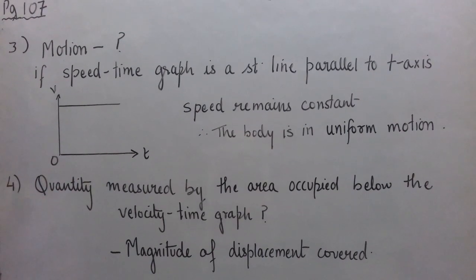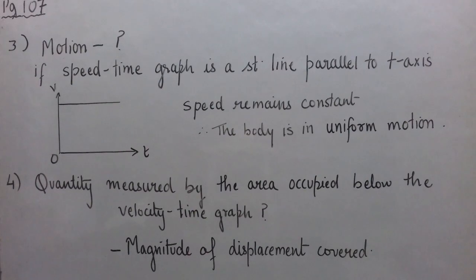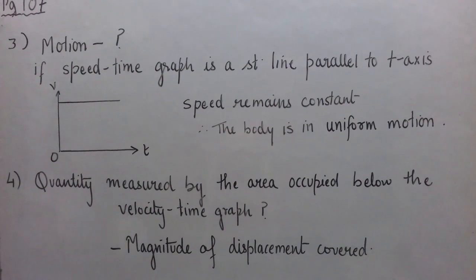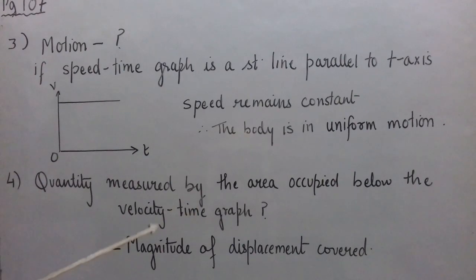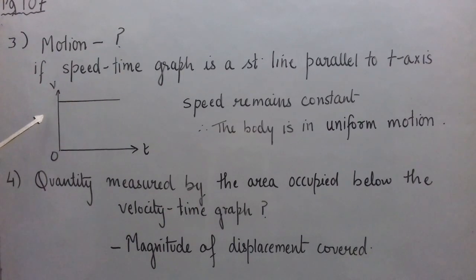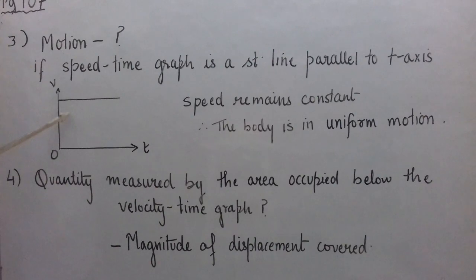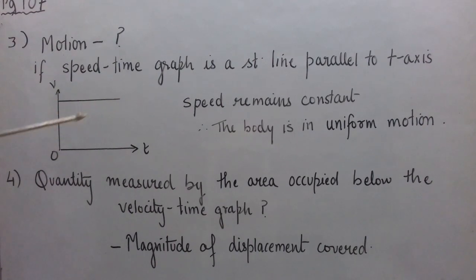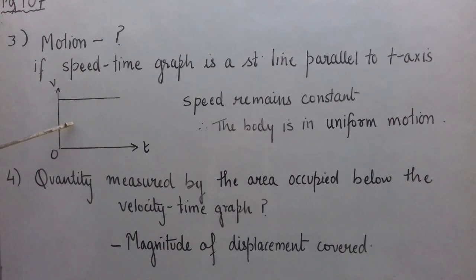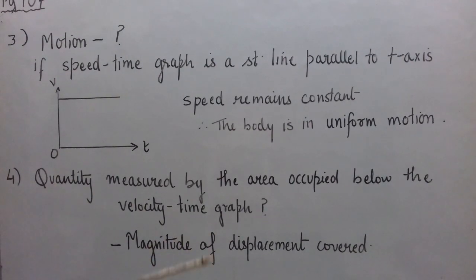Now the last question of this page is, what is the quantity which is measured by the area occupied below the velocity time graph? Okay, we can have a look at this graph only. So we can take this area. If I drop a perpendicular and shade this area, you remember what is the quantity measured? The quantity measured will be the magnitude of displacement covered.